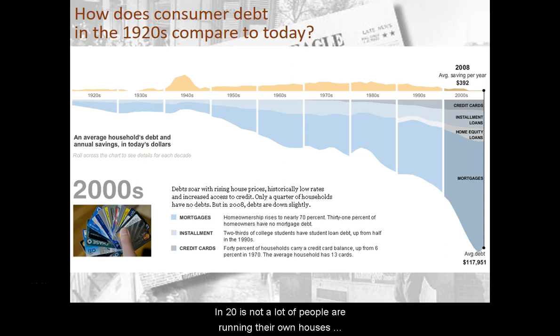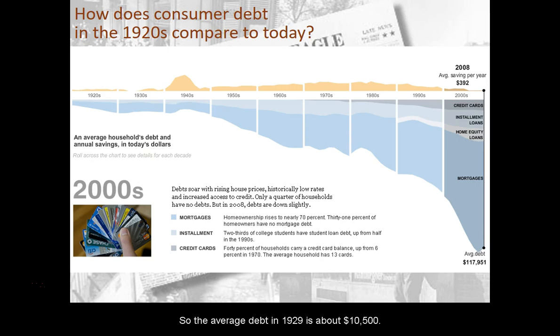In the 20s, not a lot of people are owning their own houses. They're mostly renting. And in the 2000s, 2/3 of college students have student loan debt. That's a lot. There wasn't really any student loan debt in the 20s. And then 40% of American households in the 2000s have a credit card balance. Credit cards don't exist in the 20s. We're barely getting installment plans.